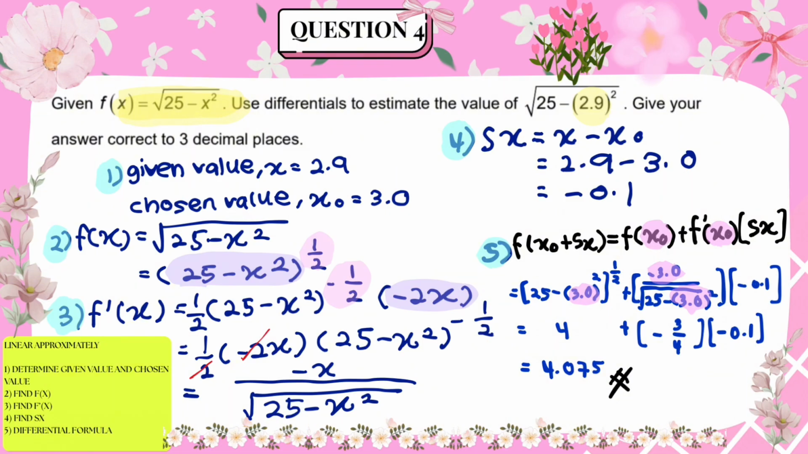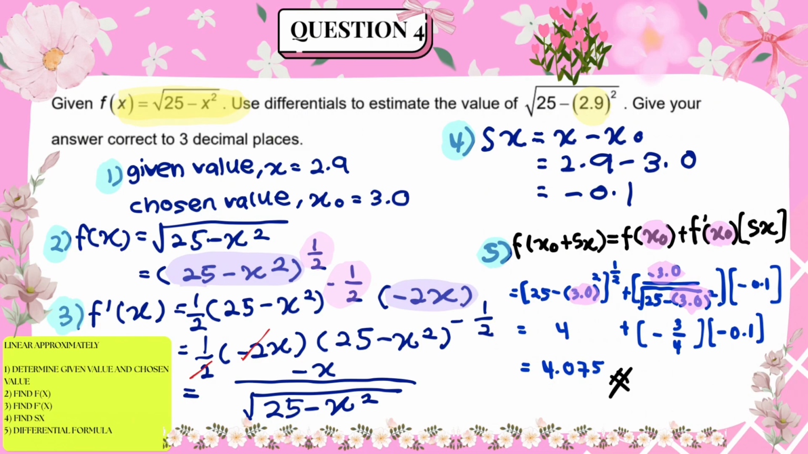Today I will be presenting the solution to question number 4 from our Calculus 1 group project assessment. In our question, we are given f of x and the given value of x. We are asked to estimate the value of the square root of 25 minus 2.9 squared. Instead of calculating this exactly, we use differentials to approximate the value quickly and easily. As you can see in the yellow box in the slide, it is the steps to solve the linear approximation question.